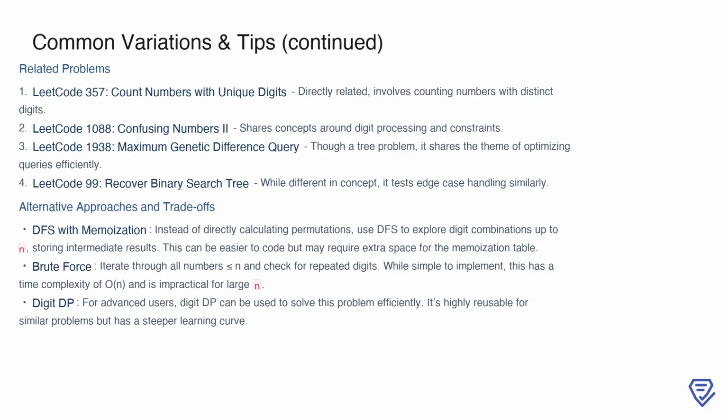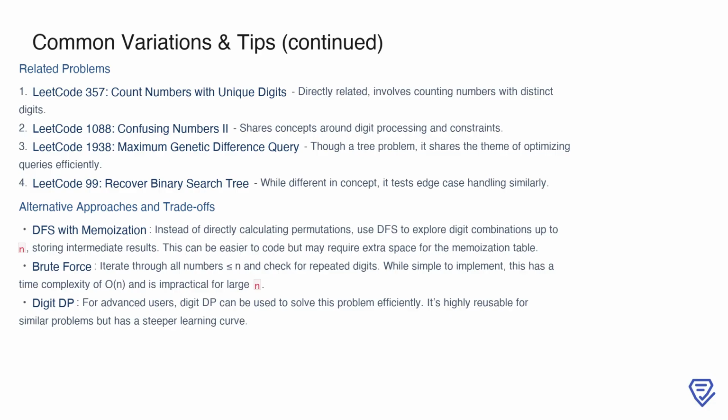This problem also connects to several related problems that you may encounter. For example, LeetCode 357, Count Numbers with Unique Digits, is directly related and involves counting numbers that have distinct digits. Another relevant problem is LeetCode 1088, Confusing Number II, which shares similar ideas around processing digits and dealing with constraints.